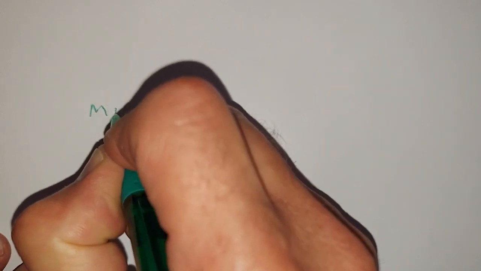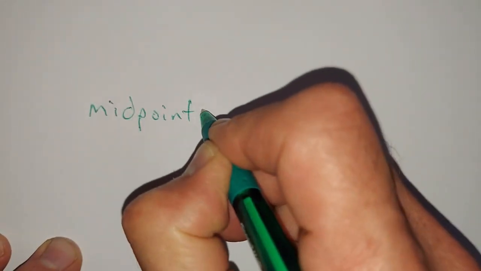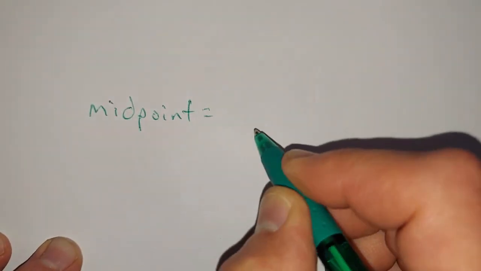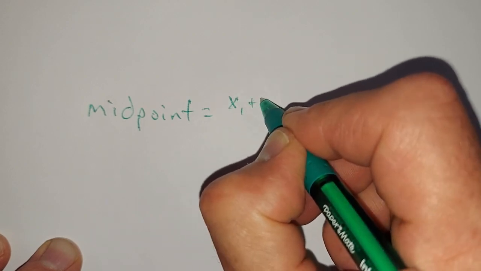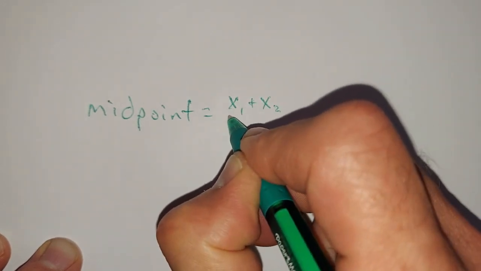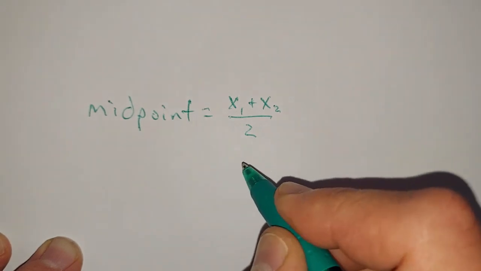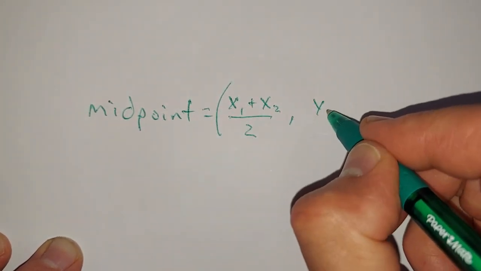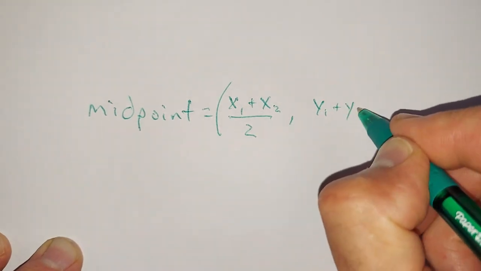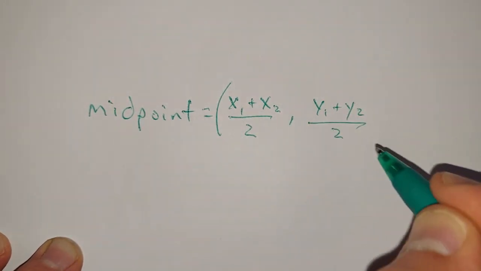So the midpoint formula is just x1 plus x2 over 2 and y1 plus y2 divided by 2.